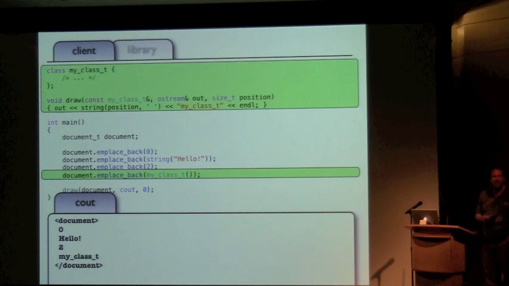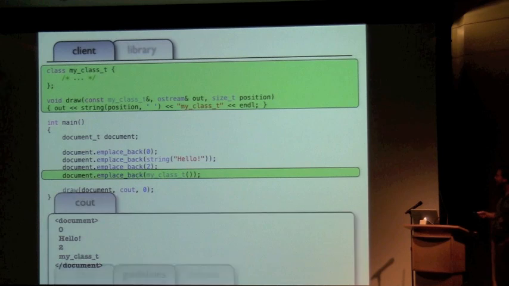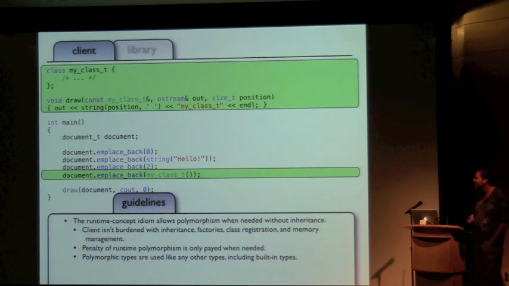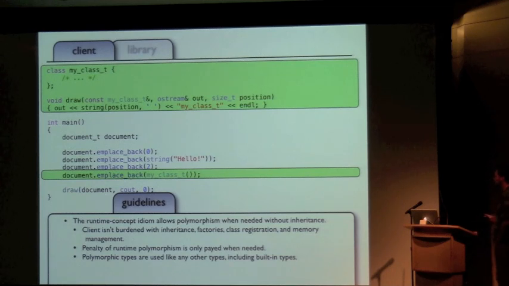Okay. What else could I put into my document? A document. I could put a document in my document. I could draw my document. That calls right there. So, this is talking about the runtime concept idiom, which is also type erasure. It allows polymorphism when needed without inheritance. The client isn't burdened with inheritance factories, class registration, and memory management. So, it really simplifies the code.